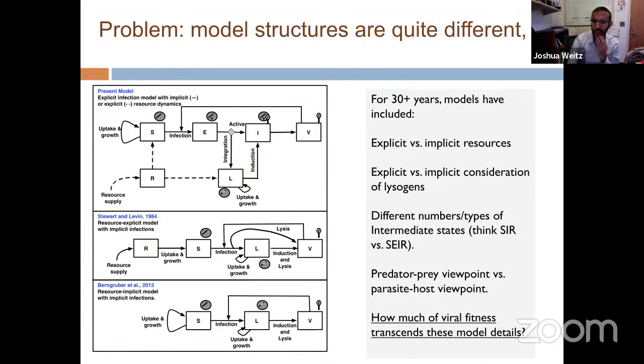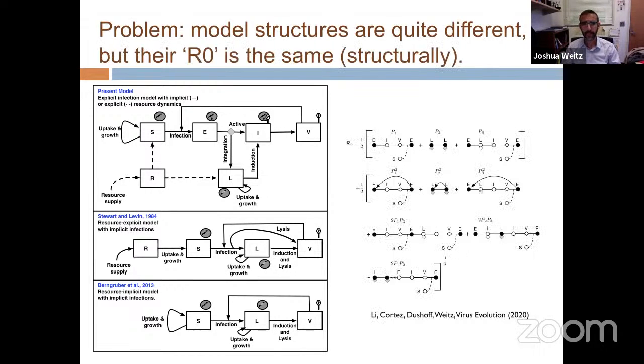And this means that you really have very different model structures, or what appear to be different model structures, and how much of what we just found transcends these details. I will just point out that we think that this does transcend details. And in a paper that just came out a few months ago, though who knows how many months ago it was, because this year has been very long, so I've lost all track of time.